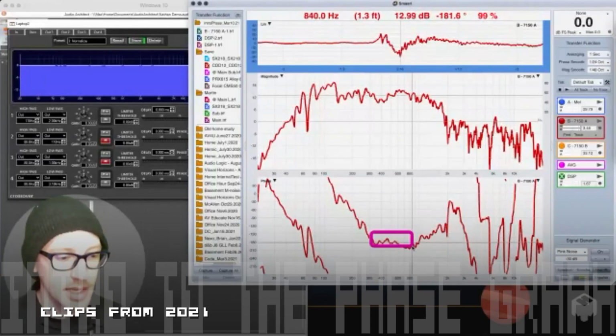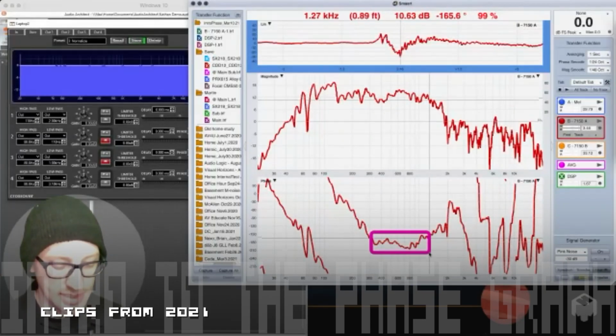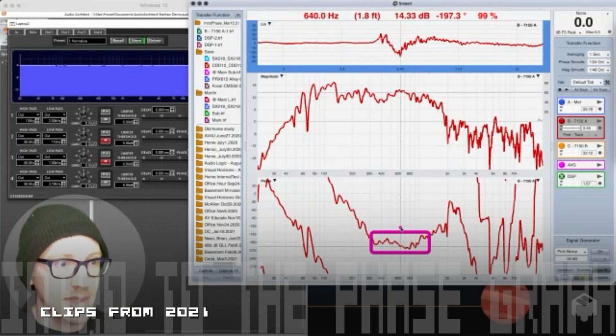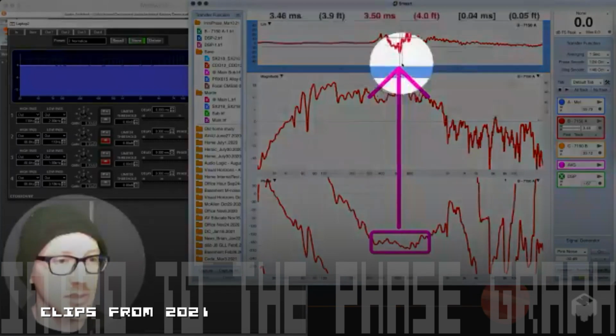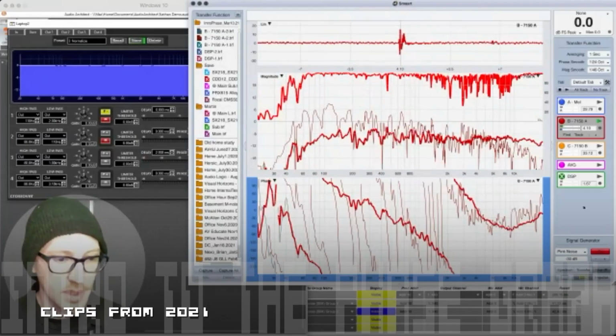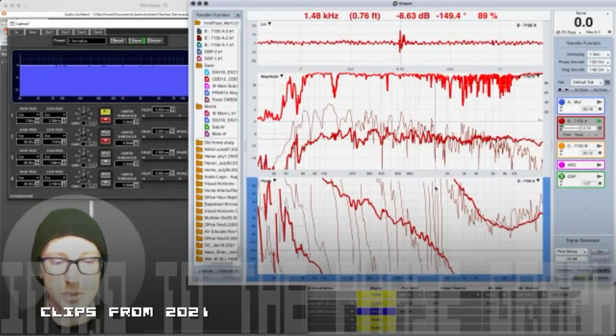This on time portion, wherever the graph kind of flattens out, that is exactly where the delay locator has locked onto, this peak here, right? There we go. So we just aligned two speakers from two different manufacturers just with delay.